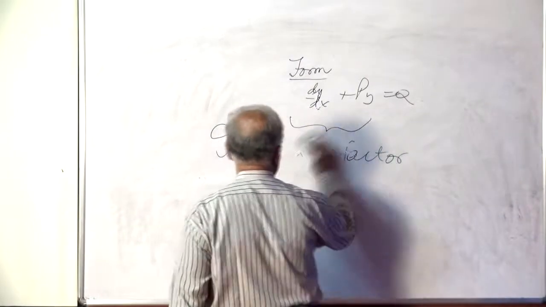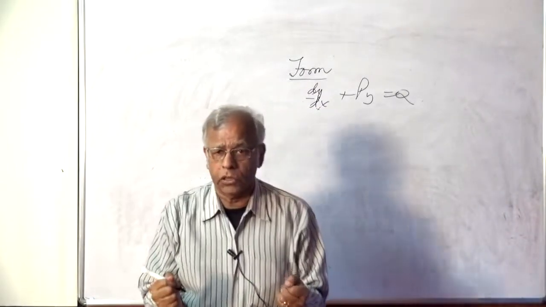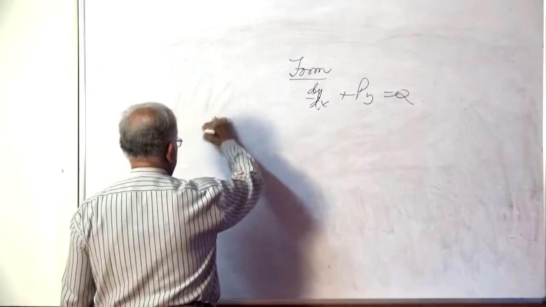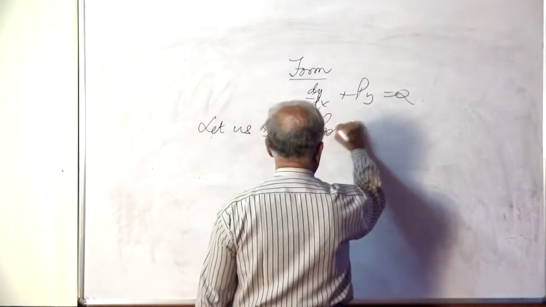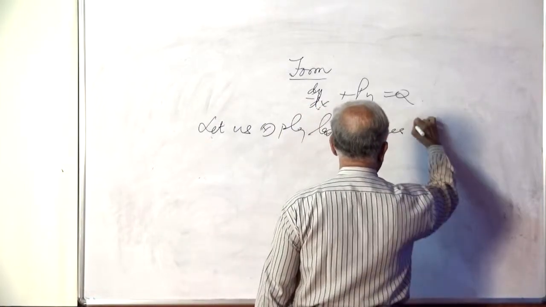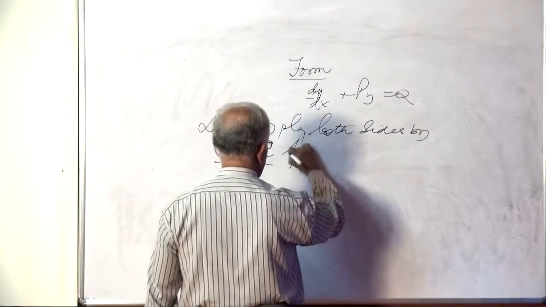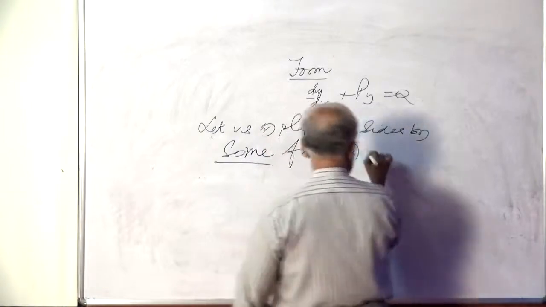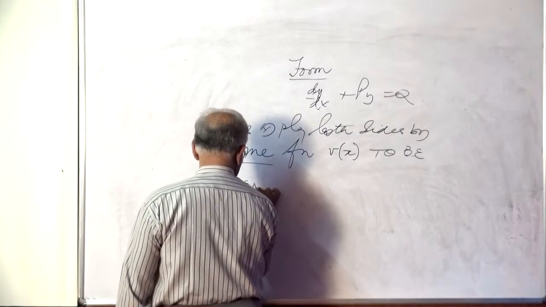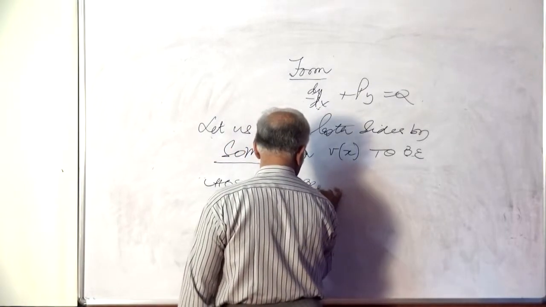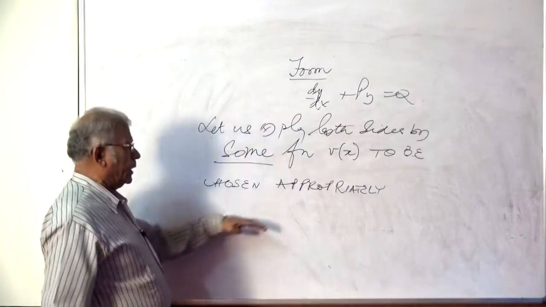So what we are going to do is, let us use a little bit of brute force, and say that let us multiply both sides by some function V(x), and this has to be chosen appropriately. How appropriately? So that actually we are home.